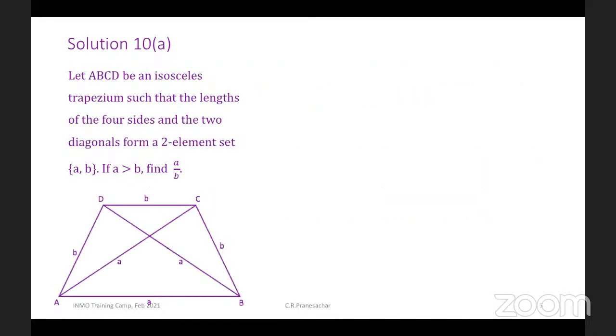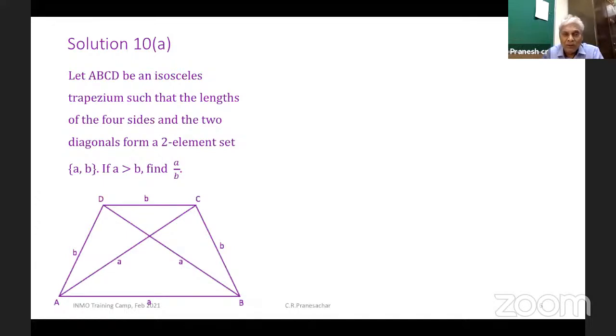Root 2. Say an isosceles trapezium is not a square. For the square, it is root 2 because a square also has 2 lengths. If you take the side length of the square as 1, the diagonal is root 2. So A by B will be root 2. But by a trapezium, I mean 2 sides are parallel and the other 2 sides are not parallel. We cannot take a square as a trapezium.